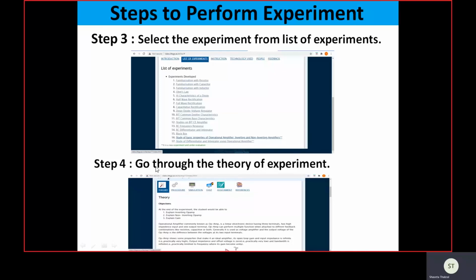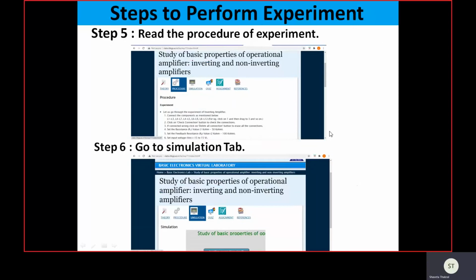Then we go through the theory of the experiment. Here also I have demonstrated the theory background of this experiment, and we can also go through the theory given on the website. After that we need to read the procedure of the experiment. The complete step-by-step procedure is given here. Then we go to the simulation tab, and in the simulation tab we have two parts: one is the simulation of the inverting amplifier and the other is the simulation of the non-inverting amplifier.